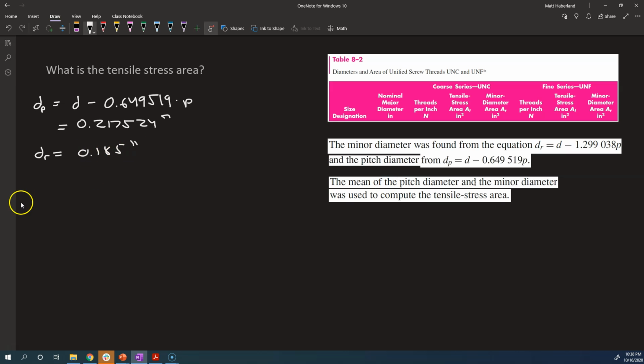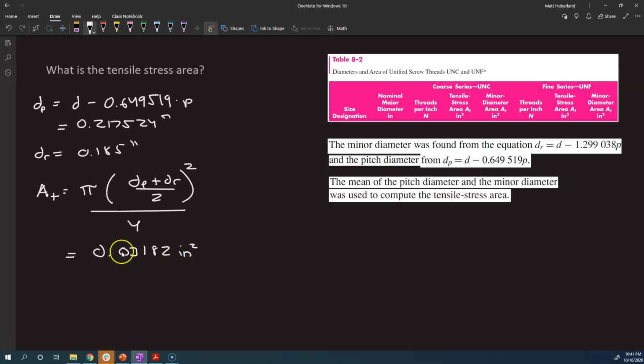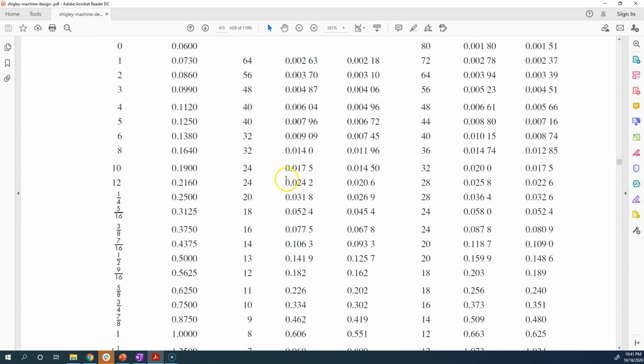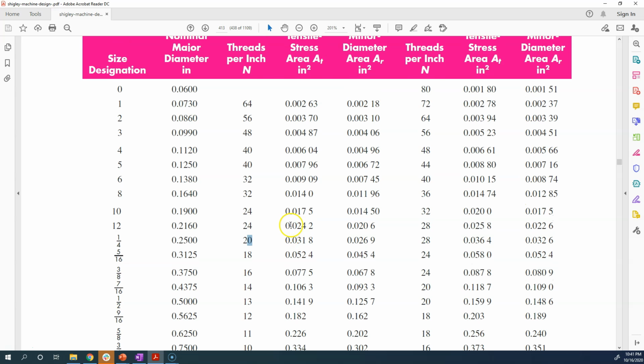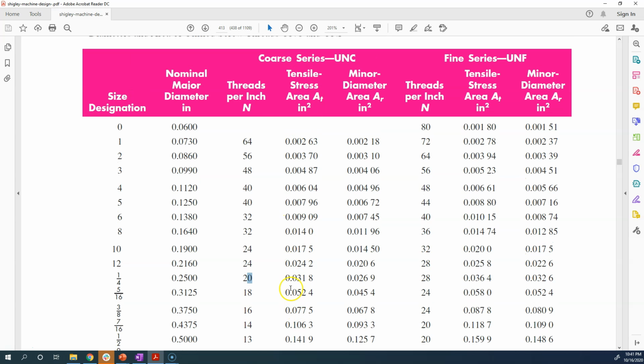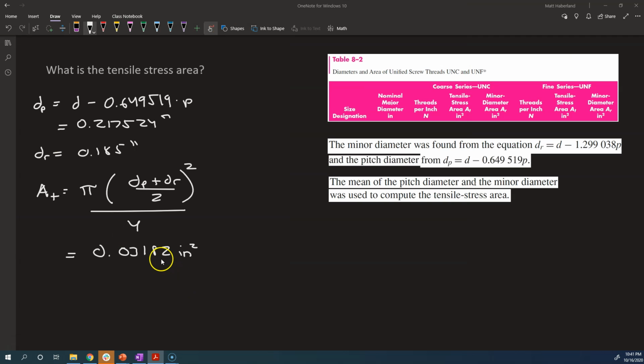0.185. And in order to compute the tensile stress area, we need to take the average of those two. So the tensile stress area is pi times the average of those divided by 4. Oh, we got to square this. Run the numbers, and I get 0.03182 inches squared. And let's look that up in table 8-2. We look for the size designation. We have a 1/4-20. So 1/4-20 bolt, 0.318 is the tensile stress area, 0.318 here. And that's what we got.